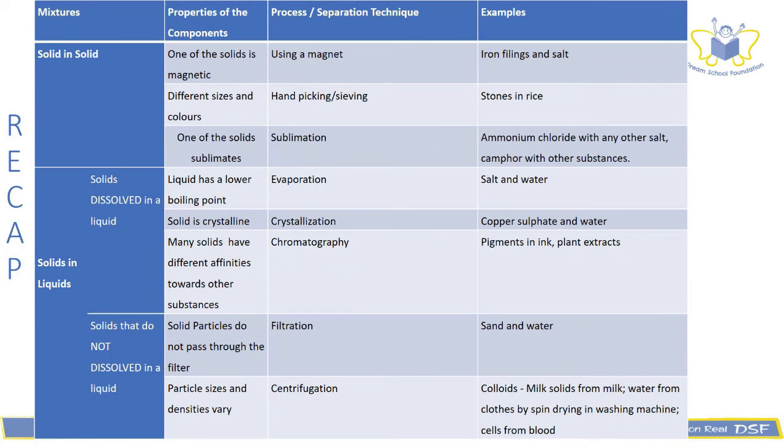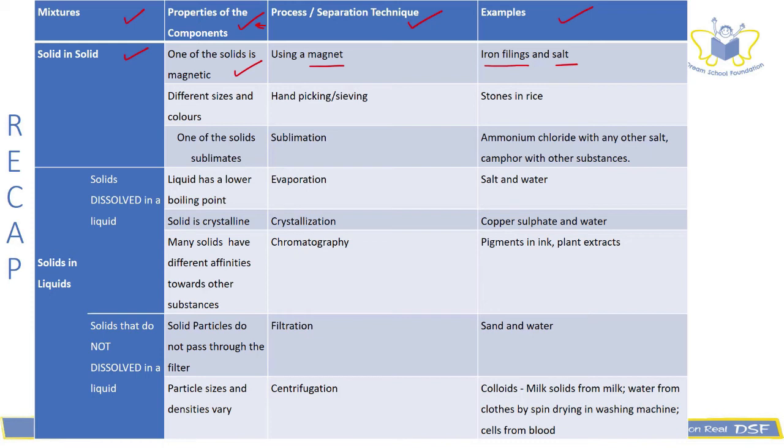Now it's time to recap what we have learned till now. We'll be basically looking at mixtures, the properties of the components in those mixtures, and the process or separation technique that we will use based on these properties, and the examples that we have learned. Let's see solid and solid mixture. One of the solids is magnetic, is the property that we are looking at. So we will use a magnet, and the example is iron filings and salt mixture.